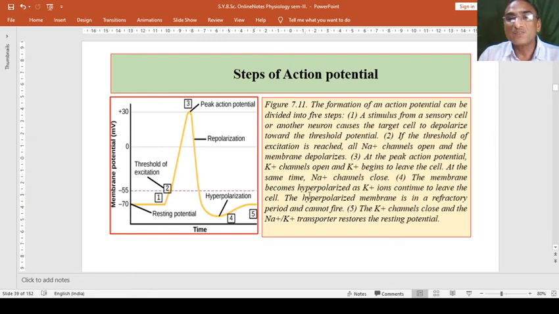Fourth, the membrane becomes hyperpolarized as potassium ions continue to leave the cell. Here, if the potassium ions continually move out, the potential drops down and causes the hyperpolarization. And this is the last step, where the potassium channels close and the sodium potassium transporter restores the resting potential, or we can call it the equilibrium is maintained. This is the equilibrium maintenance level, and these are the steps of the complete action potential.